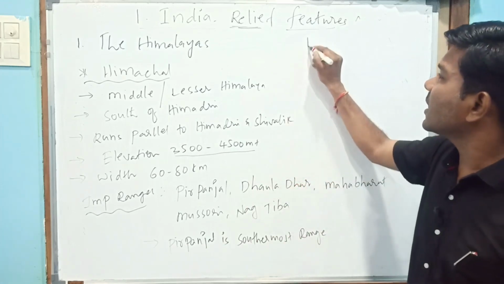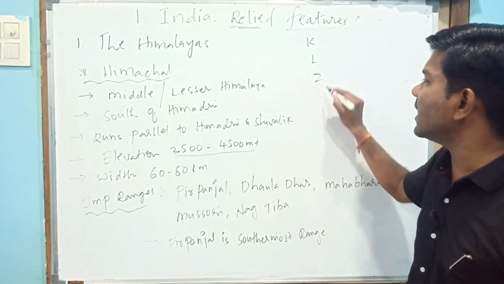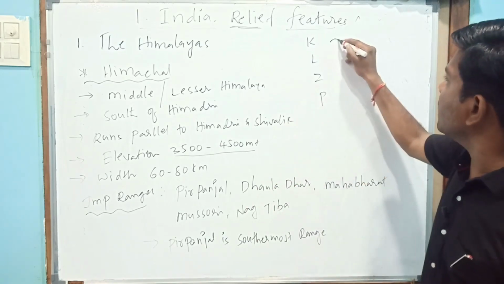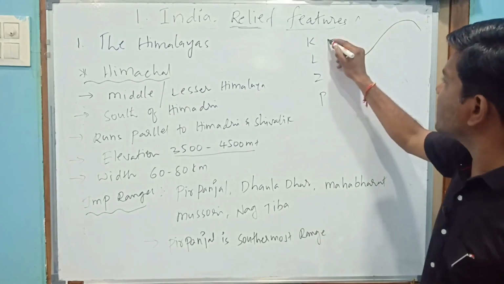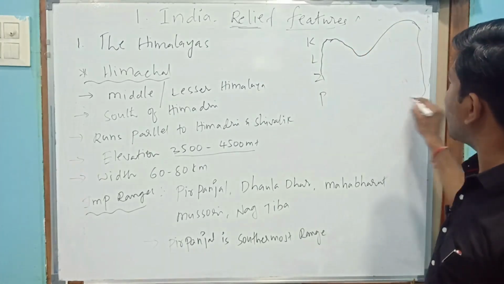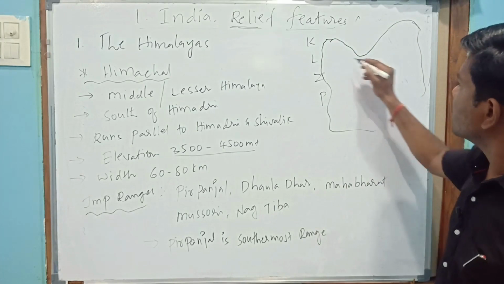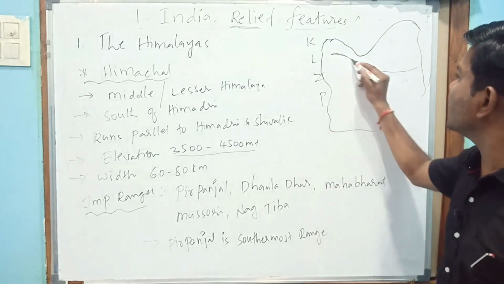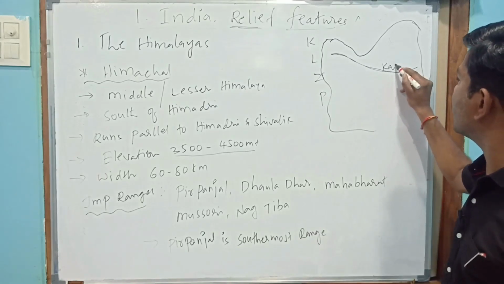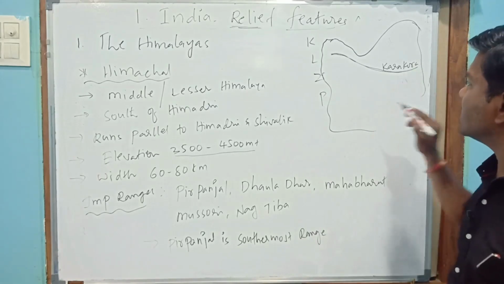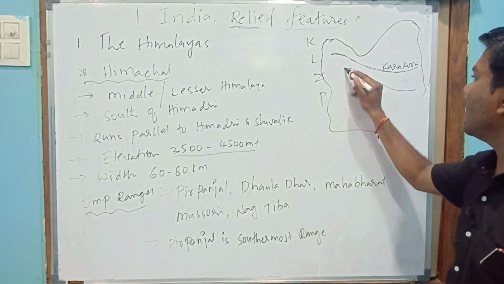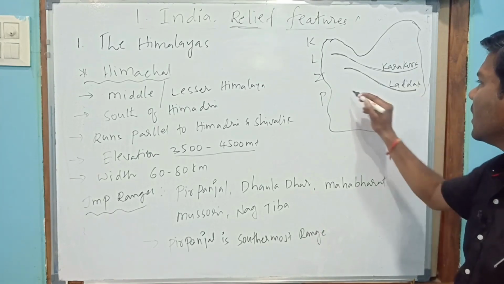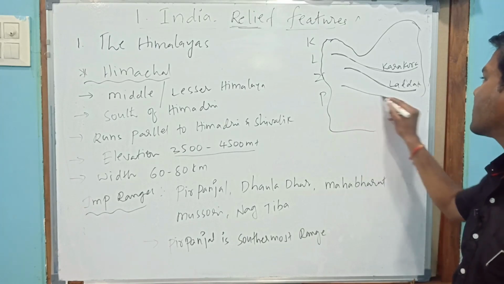I said southernmost. Why is it southernmost? Because there are important ranges there, for example, KLZP. This is Kashmir. So this is the Karakoram range. This range is the Karakoram range. And this is the Ladakh range. Okay. And this is the Zaskar range.